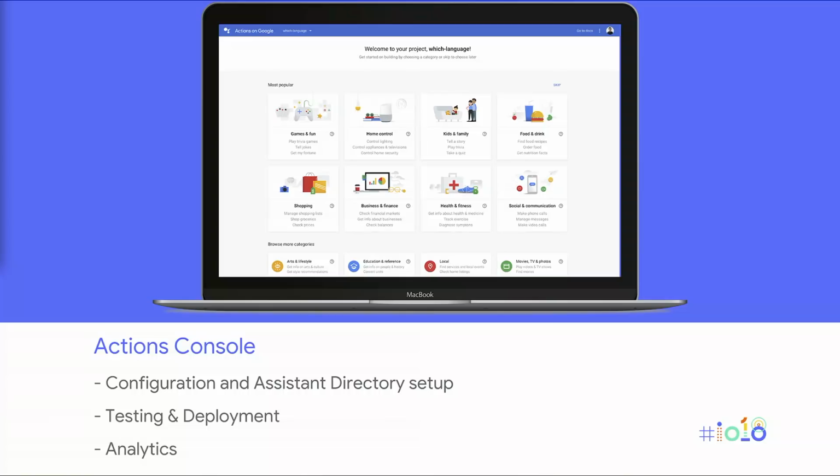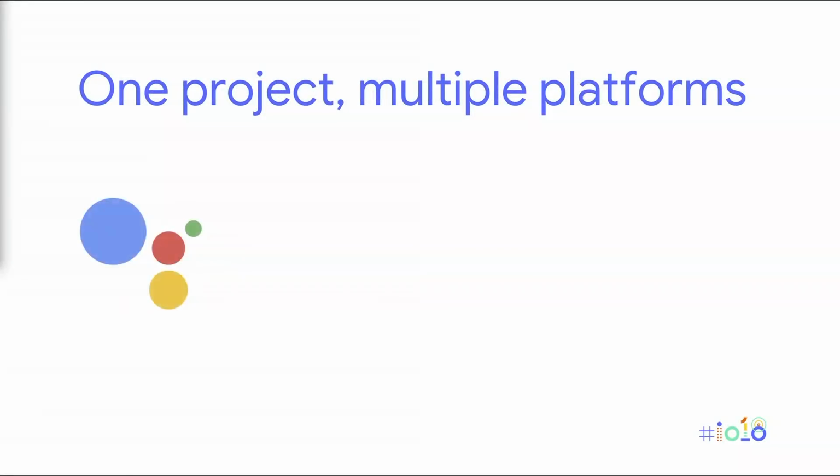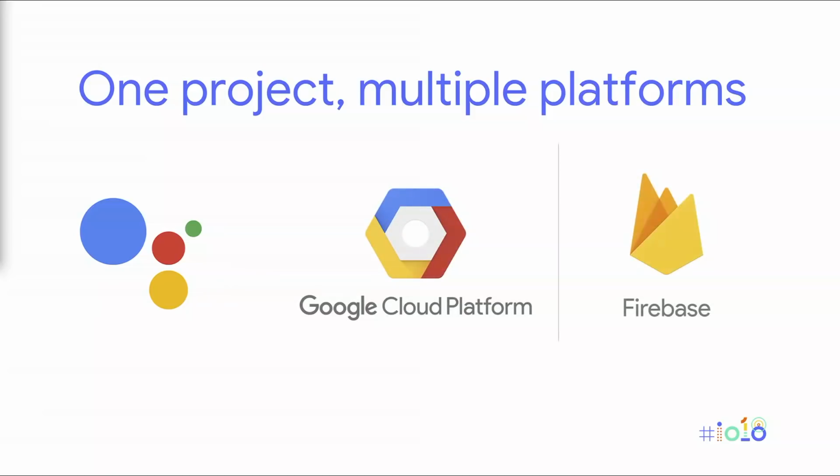And here I created a project, and I can see all these options for getting started. I can see the different categories of actions that I can build. I can simulate my action when it's in development. I can check out analytics on the action when it's published. I can edit the directory listing that users are going to see in the assistant directory. And the beautiful thing about this project is that it's actually backed by the Google Cloud and by Firebase. So all of my related technical assets can live in one place.